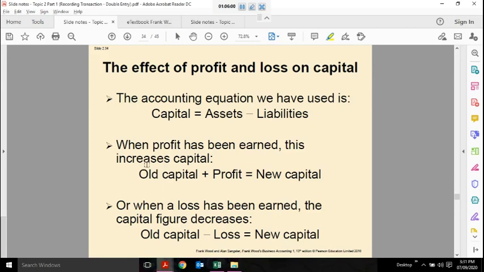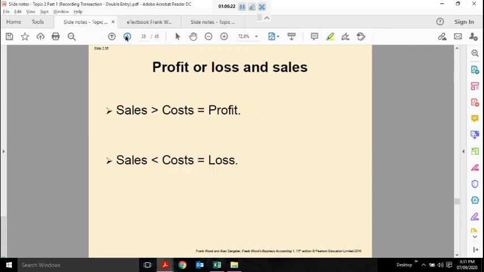So this is the old capital, meaning the beginning capital. The beginning capital you should add on with the profit, so you have new capital. But if you have a loss, you have to deduct it, and you still have the new capital, because loss will decrease your total capital. So this is the basic concept. Whenever you sell more than the purchase price, the cost price, you will have profit. If you sell less, then you have loss.